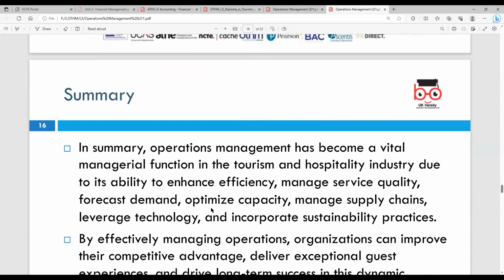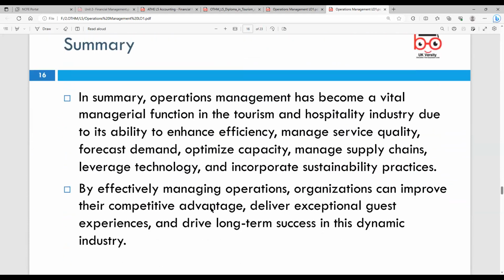Okay, operations management has become a vital managerial function, making sure that all these resources are utilized to the best, to enhance efficiency, to manage quality, to manage forecasts, to use optimum capacity and maximum resources, to make sure that the supply chain is continuously monitored, using the latest technology to do that, and making sure that sustainability practices are followed so that through recycling, the environment doesn't get damaged. So it has become more important.